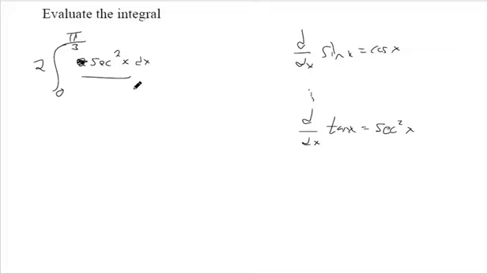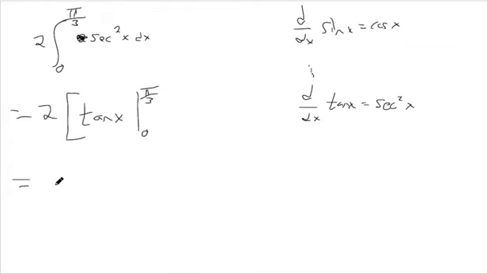So we want the antiderivative. We want something so that the derivative turns into secant squared. So that is tangent, because the derivative of tangent would make secant squared. So we got tangent x. We evaluate that between 0 and pi over 3. Okay, and so you plug in your limits of integration. So tangent pi over 3 subtracted by tangent 0.